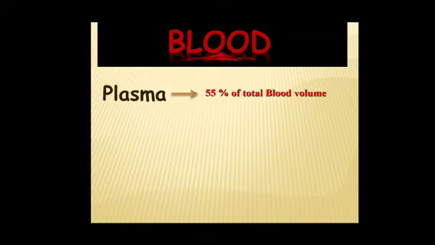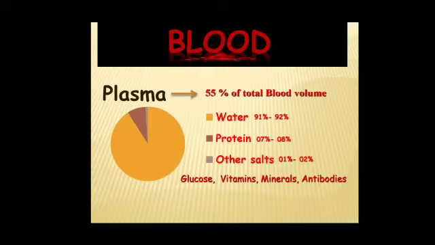Now, the 55% of blood volume, that is plasma, contains water 91 to 92%, protein, which is albumin, 7 to 8%, and other substances like salts, glucose, vitamins, minerals and antibodies, which are 1% to 2%. So we have seen, friends, that plasma has these constituents: water, protein, and salts like glucose, vitamins, minerals and antibodies. Now we will see about the blood cells.